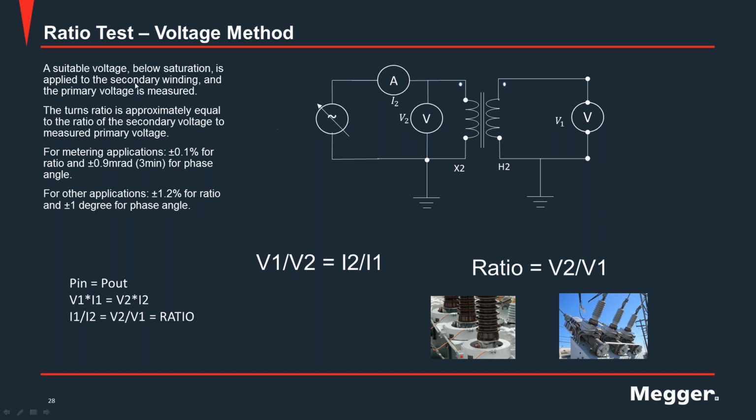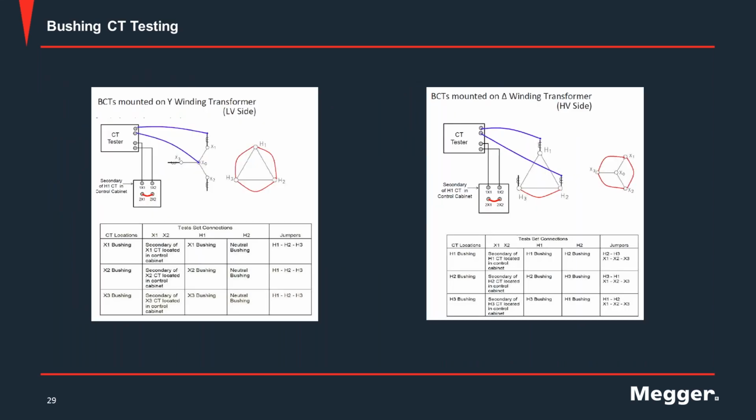So in the voltage method, a suitable voltage below saturation is applied to the secondary. The turns ratio is approximately equal to the ratio of the secondary voltage. For metering application, plus or minus 1% for the ratio, and plus or minus 9 radian or 3 minutes for phase angle. For other application, it could be plus or minus 1.2% for ratio, and plus or minus 1 degree for phase angle. So again, it is a solution to test a bushing CT, the voltage method.